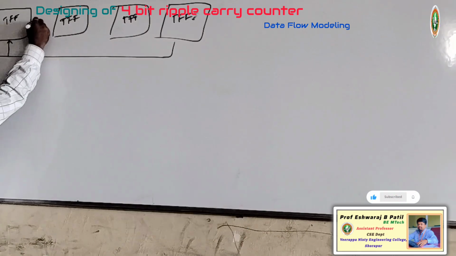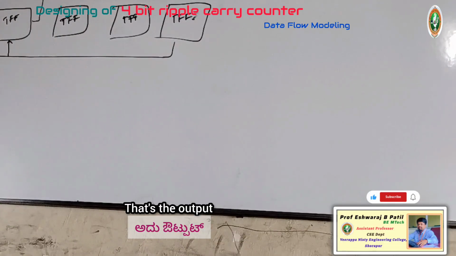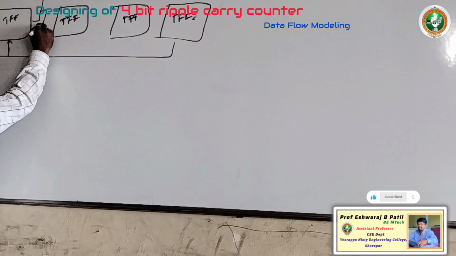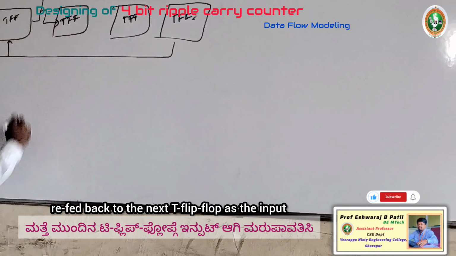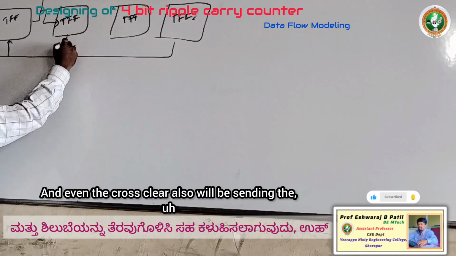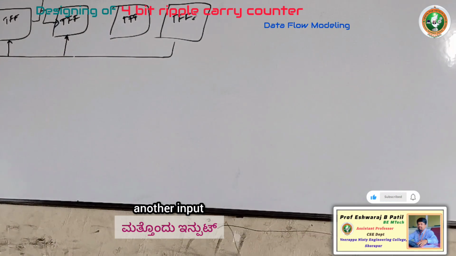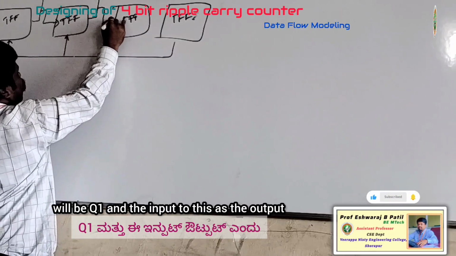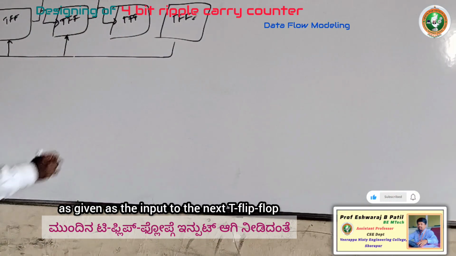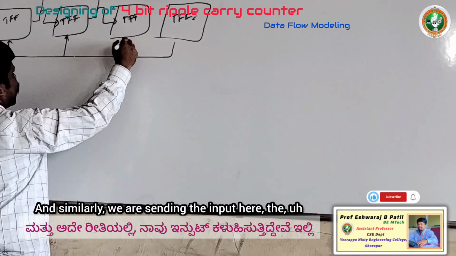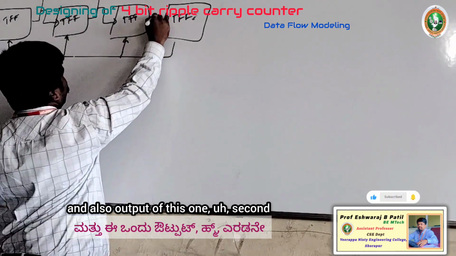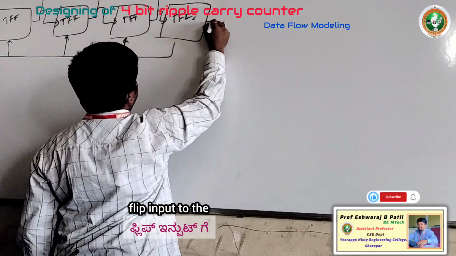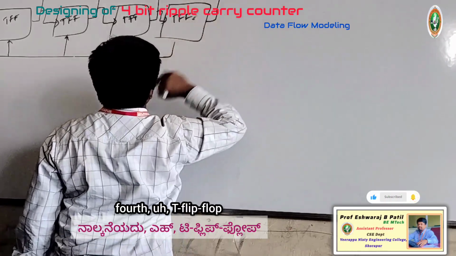The output of this T flip flop is Q0. That's the output; we'll get Q as the output. This Q is fed to the next T flip flop as the input, and the clear is also sent as another input. The output of the second flip flop is Q1, and it is given as the input to the next T flip flop. Similarly, we send the clear as another input, and the output of the third flip flop is given as the input to the fourth T flip flop.